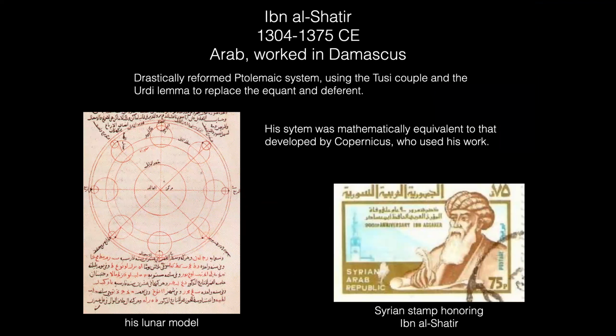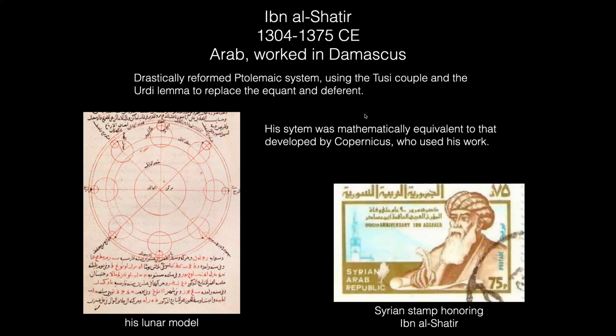Ibn Shatir followed on from Tusi and followed on from another fellow by the name of Mu'ayyad ad-Din al-Urdi, who had a similar device. The Tusi couple and the Urdi lemma, as it's called, both of them were used to replace the equant and deferent. He had a very sophisticated model for basically all the planets.